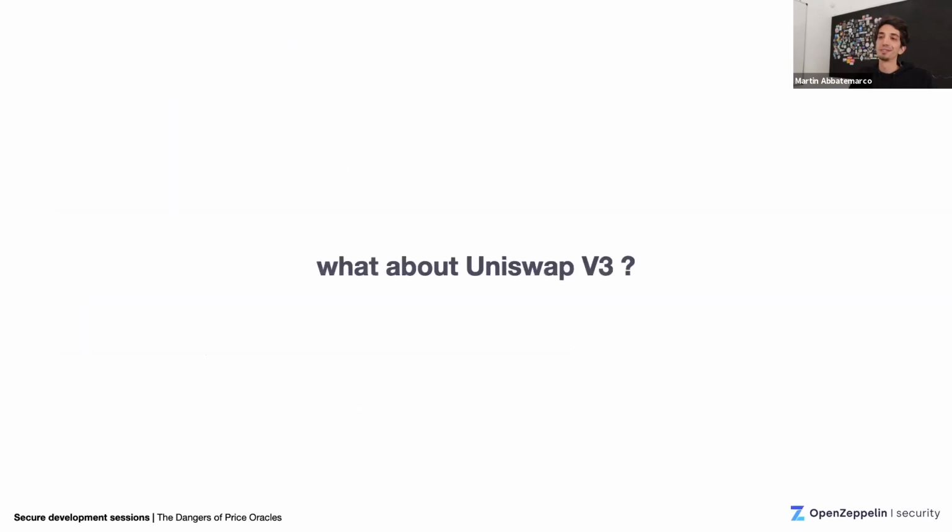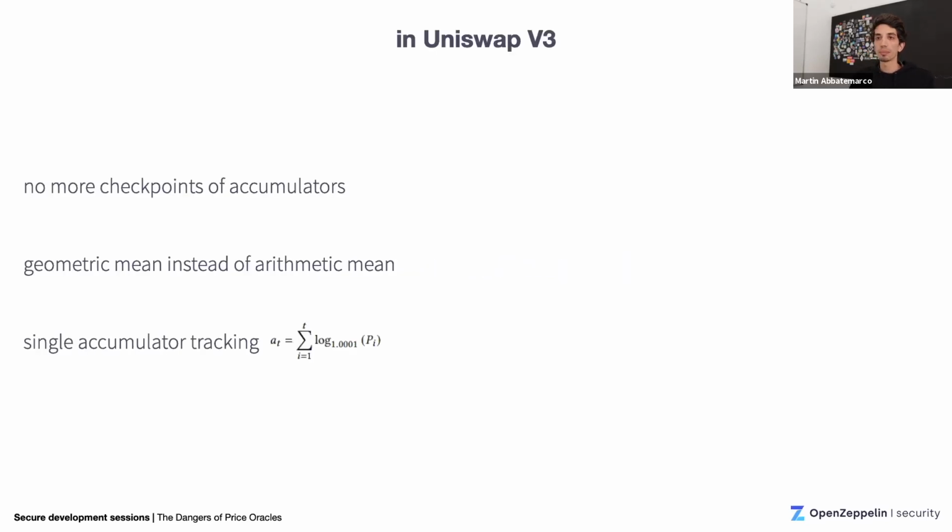And now for the question, what about Uniswap v3? Well, things change a little bit in Uniswap v3, not so much, but to some extent it is more efficient. And let's see why. In Uniswap v3, we no longer have checkpoints of accumulators. These checkpoints are already embedded in the pools, so you don't need to put additional logic into your contracts. It's far easier than that.